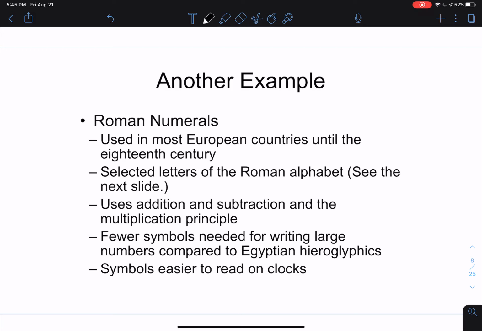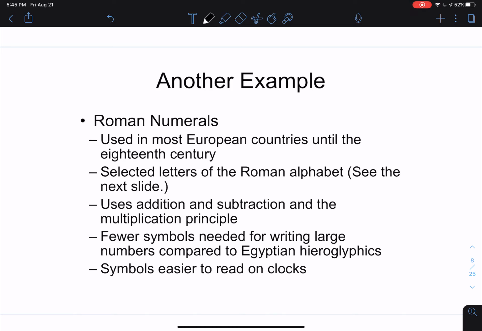Well, I have Roman numerals listed next. Now, Roman numerals use addition and subtraction and the multiplication principle, but they are still technically an additive system, even though they have the little extras in there. Roman numerals were used in most European countries until about the 18th century, which is really hard to imagine. They're kind of clunky when it comes to doing mathematics with them, which might be why some of those European countries were not the forerunners of mathematical discovery.